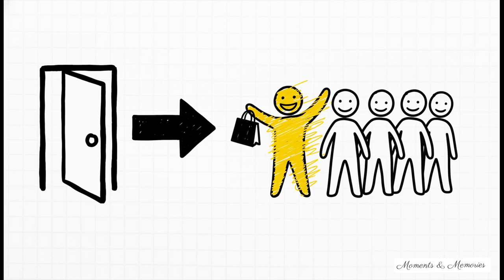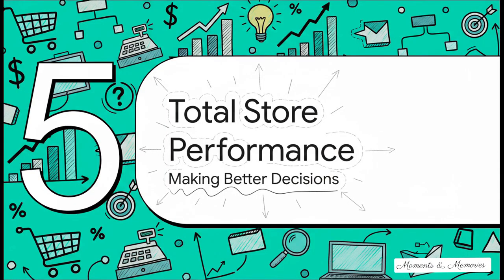Let's see that in action. Say you had 100 visitors stroll into the store today. Out of those 100 people, 20 of them actually bought something. 20 divided by 100 is 0.20. Multiply that by 100, and you've got a solid 20% conversion rate. 1 out of every 5 people who walked in bought something. Not too shabby, right? Finally, section 5, impacting total store performance, making better decisions.